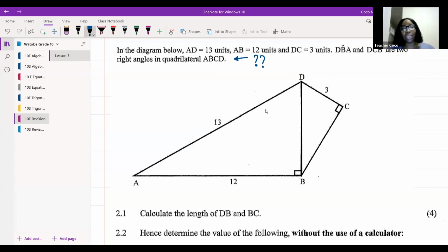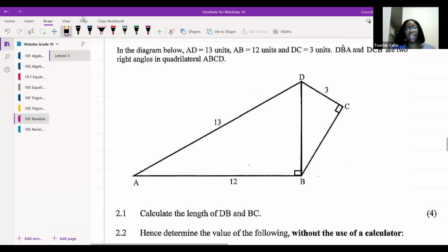Read the information. And then when you're reading the information, double check. So they're saying AD is equal to 13. Okay, AD 13 units. Okay, good. Then they say AB is equal to 12. Okay, AB is equal to 12. All right. All the information checks out. That's what we're doing. We're making sure that everything says exactly what the top part is telling us to do.